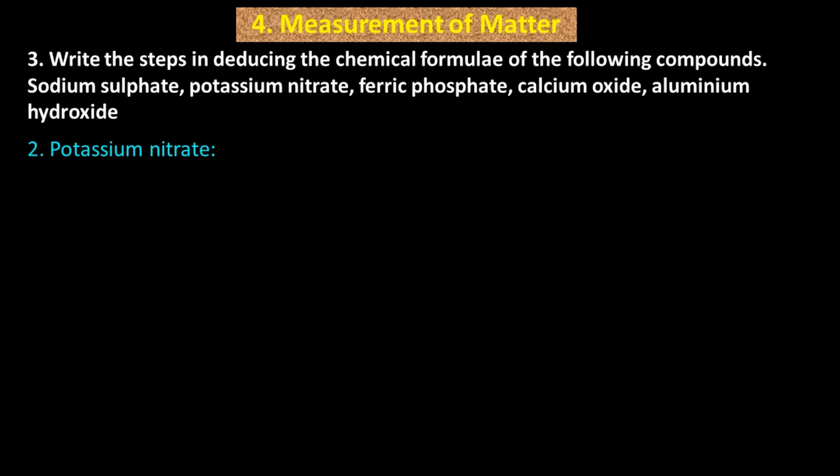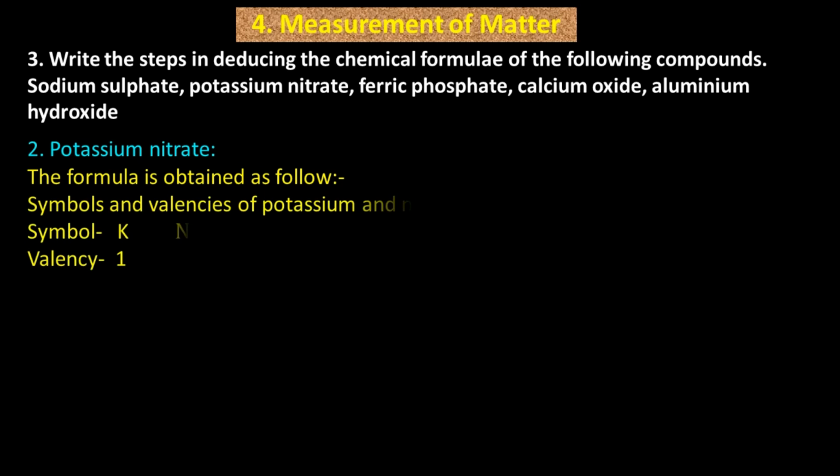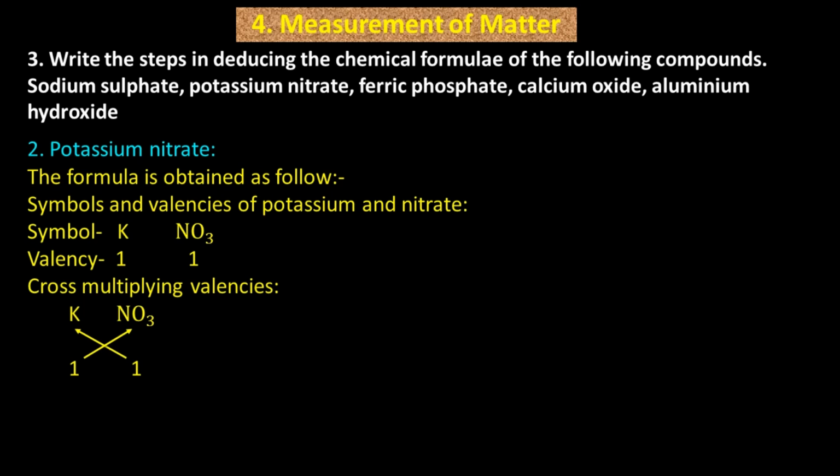2. Potassium nitrate. The formula is obtained as follows. Symbols and valencies of potassium and nitrate are: potassium valency 1, nitrate NO3 valency 1. Cross multiplying valencies, K is multiplied by 1 and NO3 is multiplied by 1. Therefore, the chemical formula of potassium nitrate is KNO3.